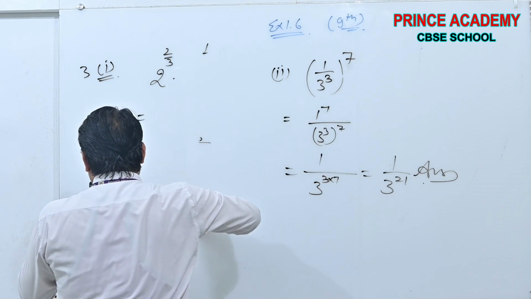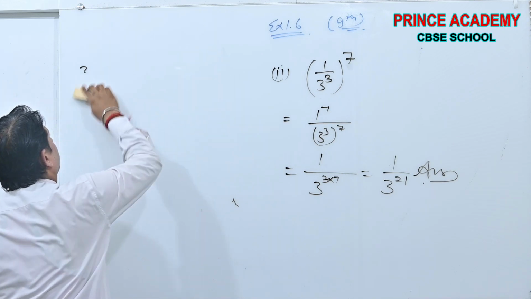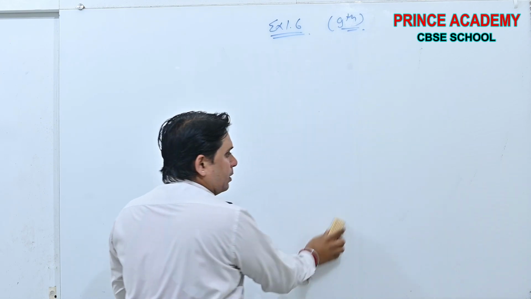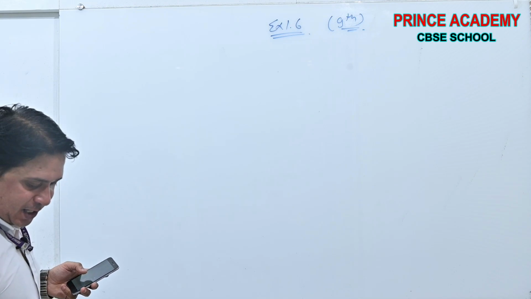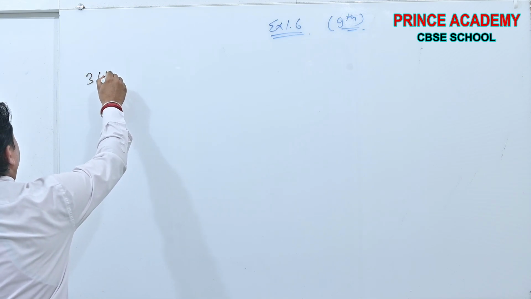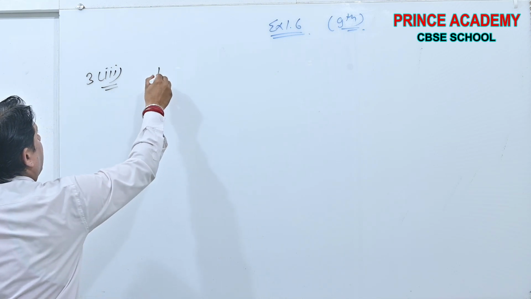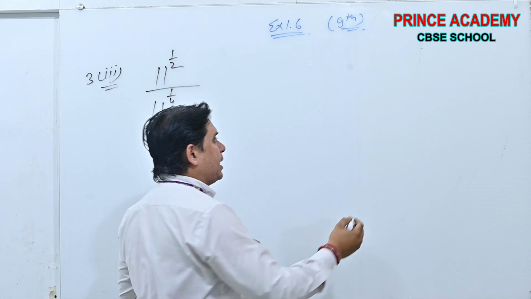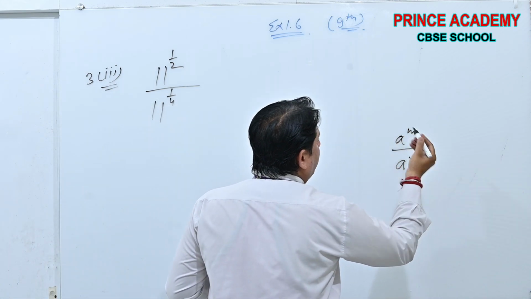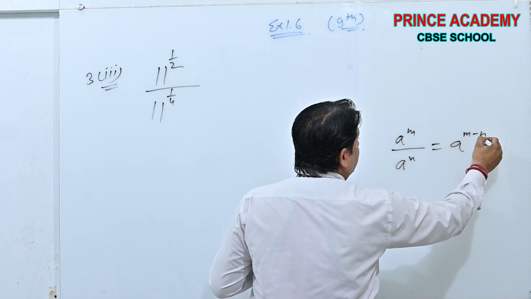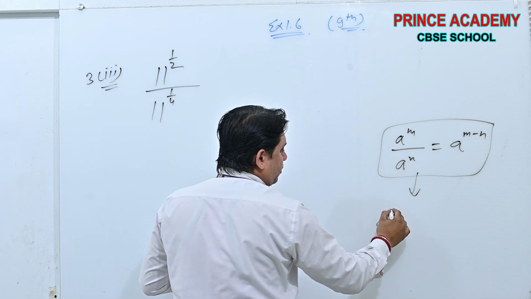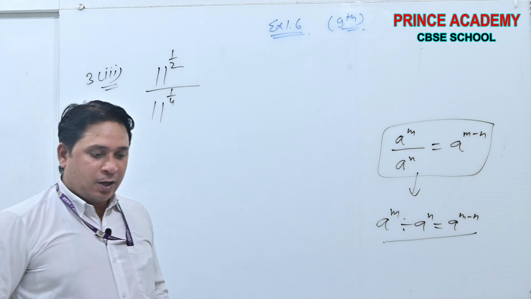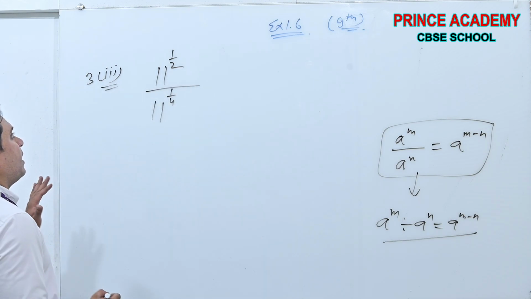See beta, 11 raised to power half divided by 11 raised to power 1 by 4. So simple questions are these beta, so simple. Third question, third part. Here is 11 raised to power half, 11 raised to power 1 by 4. Do you remember that property? a raised to power m divided by a raised to power n is a raised to power m minus n. Yes or no? Okay, the same thing we can see here. Now see beta.